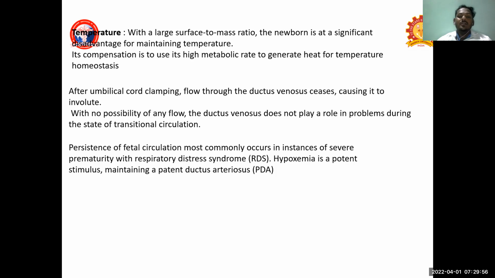Temperature. With a large surface to mass ratio, the newborn is at a significant disadvantage in maintaining temperature. Its compensation is to use its high metabolic rate to generate heat for temperature homeostasis. After umbilical cord clamping, flow through the ductus venosus ceases, causing it to involute with no possibility of any flow. The ductus venosus does not play a role in problems during the state of transitional circulation.